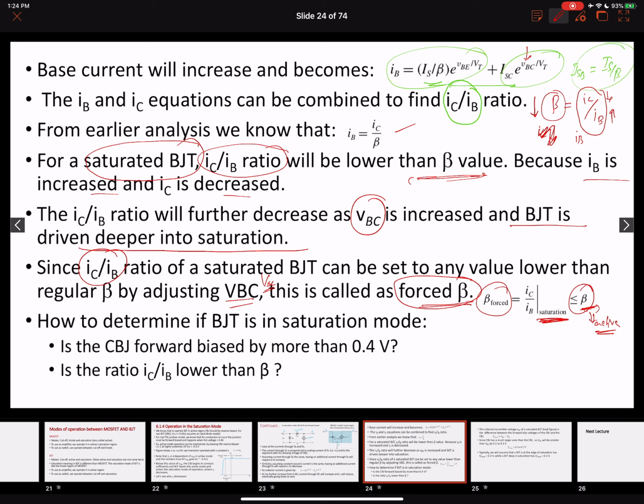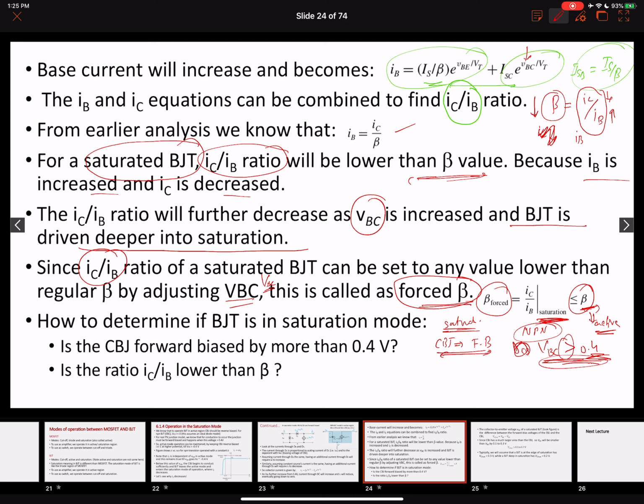Okay, so there are two conditions that we can use to figure that out. The first one is that we know our collector to base junction will be forward biased for the saturation region. And for the collector to base junction to be forward biased, our base to collector voltage value should be greater than 0.4 volts. This is for the NPN. So if our collector to base junction is forward biased and is greater than 0.4 volts, then our transistor is being operated in the saturation region.